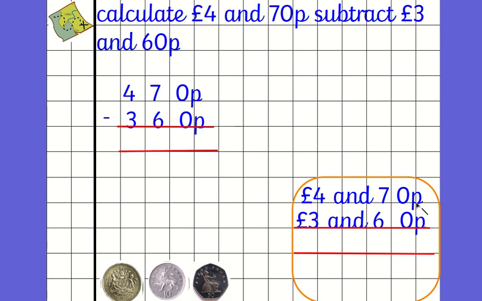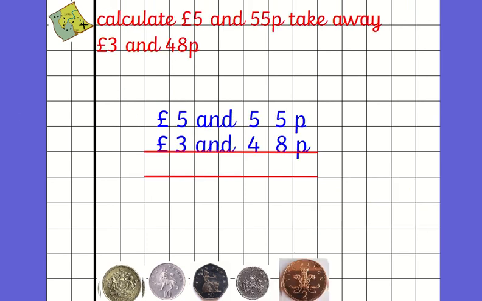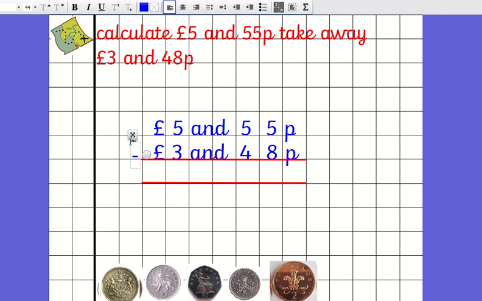So it would be 0 take away 0, 7 take away 6, 4 take away 3, and you all know how to do that. It gets a little bit tricky when we get on to questions like this. So calculate £5.55p, take away £3.48p. So I've set it out, but again, forgotten that take away sign. So I've popped it in now. Okay, so we know it's going to be pence, so let's put our pence in.